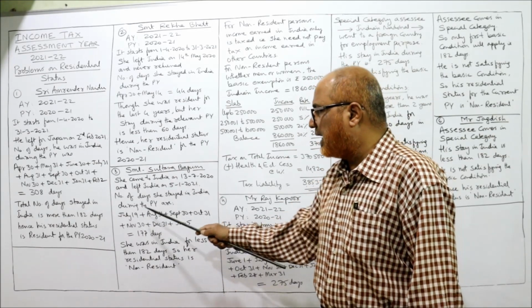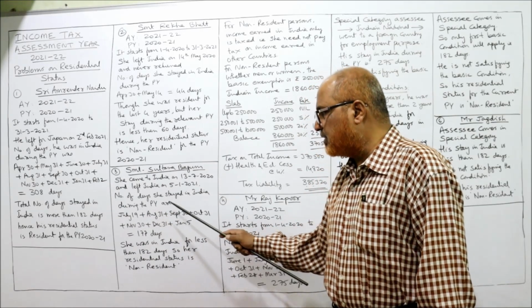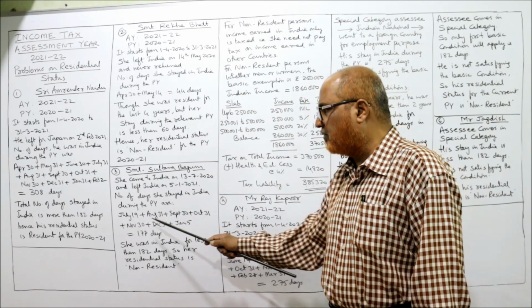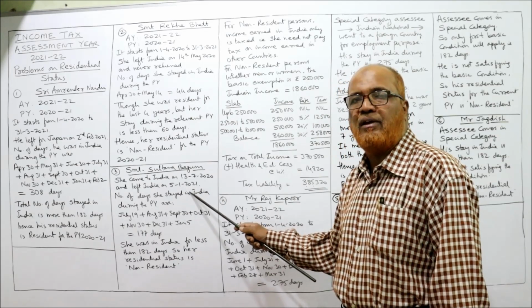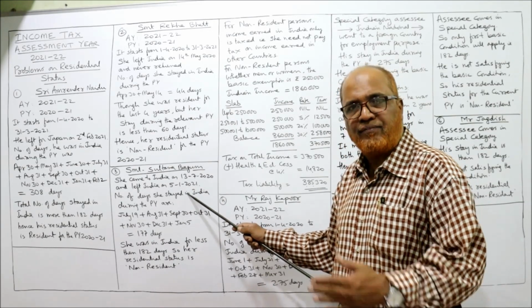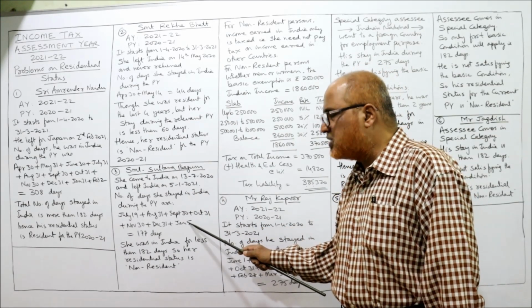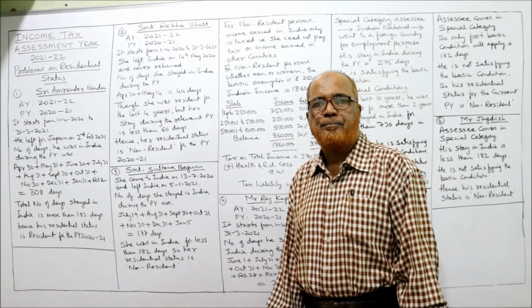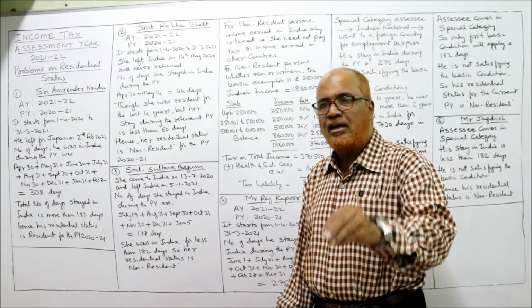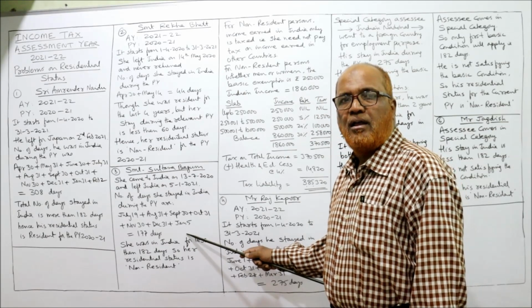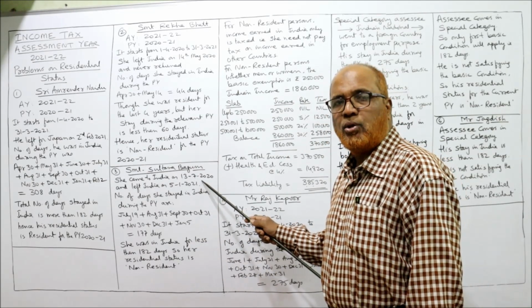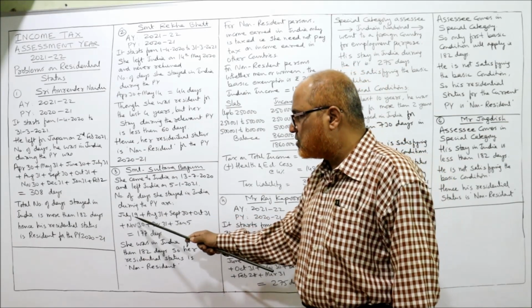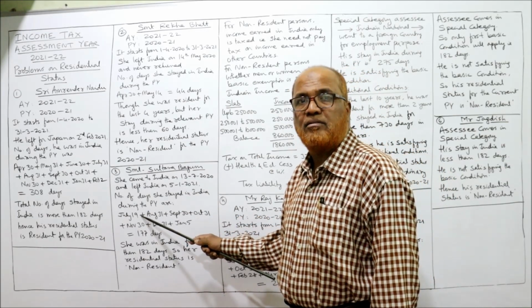So July month, 19 days. August 31, September 30, October 31, November 30, December 31, January 5th, she left. So 5 days of January also she was in India. So she came on 13th July. So in the month of July she was in India for 19 days.